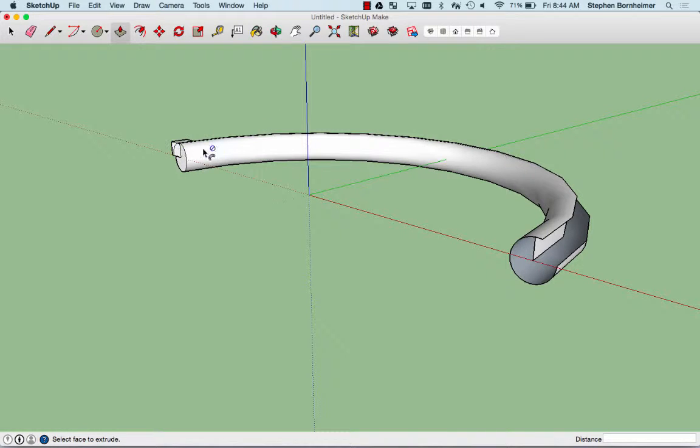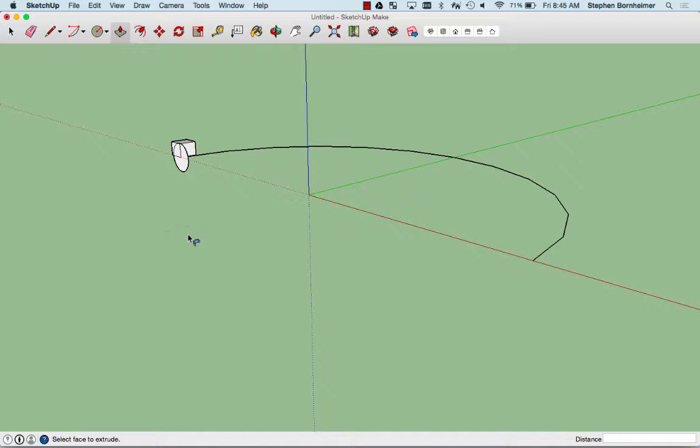because of that rectangle there. But yeah, I can create a tube. This is how they make handles on cabinets and things like that. So let's go back. I need to get rid of this rectangle because it's messing me up.